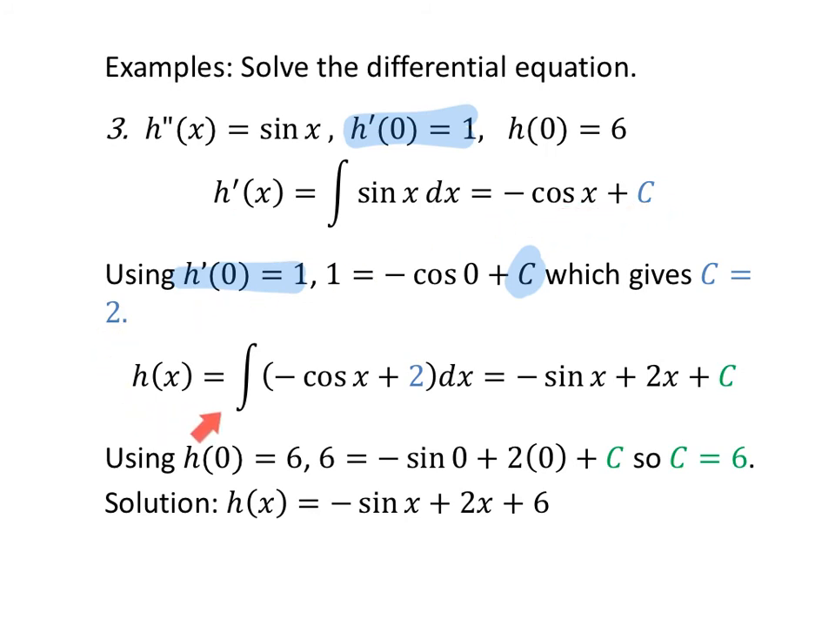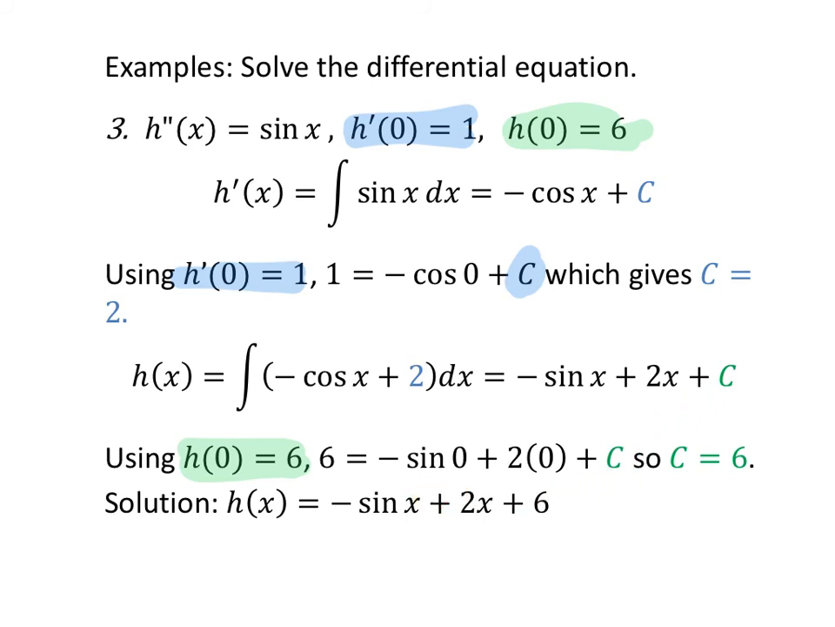So my original function is the antiderivative of that, the antiderivative of negative cosine of x plus 2. The antiderivative of negative cosine of x is negative sine of x. The antiderivative of 2 dx is 2x plus a constant. Again, we have information about our original function. Our original function has an initial value of 6, so I can substitute 6 for my function, my output, and that equals negative sine of 0 plus 2 times 0 plus c.